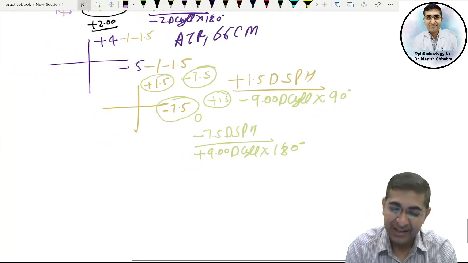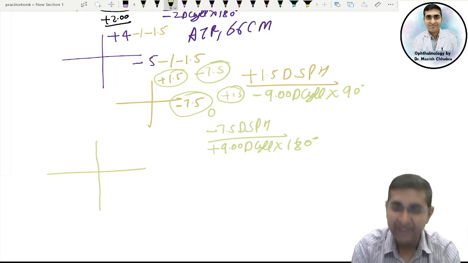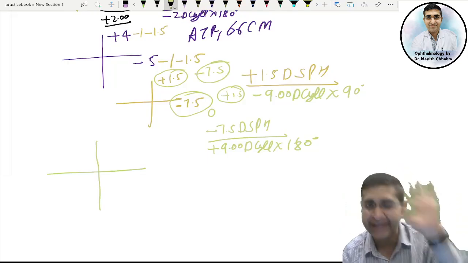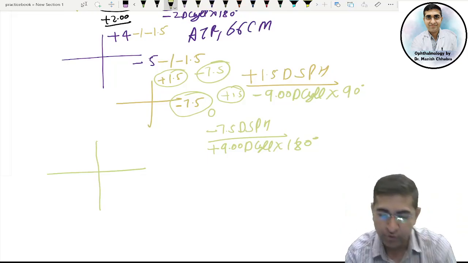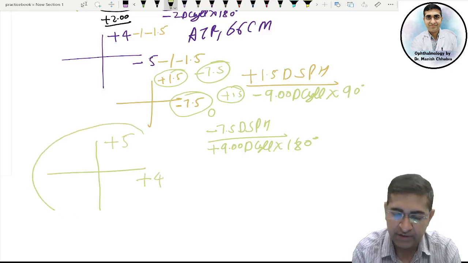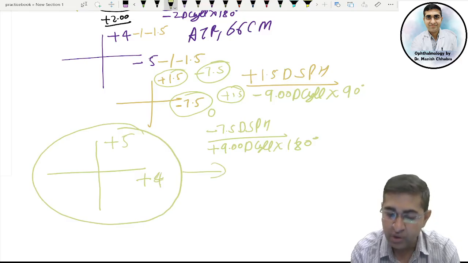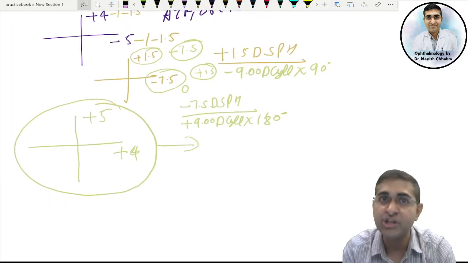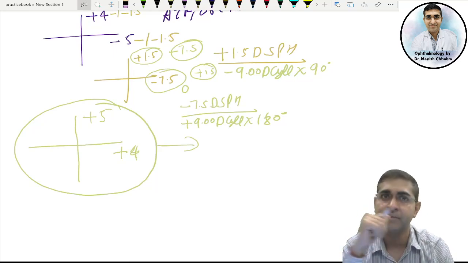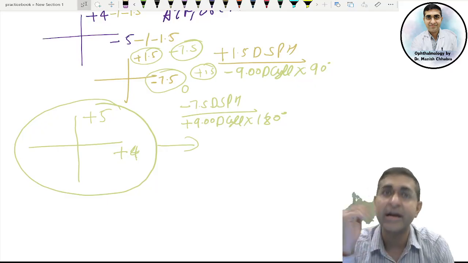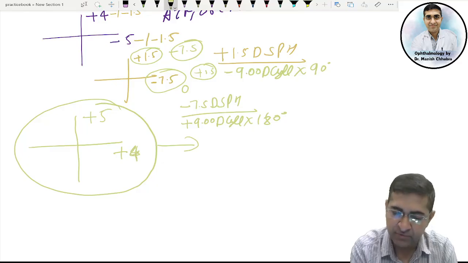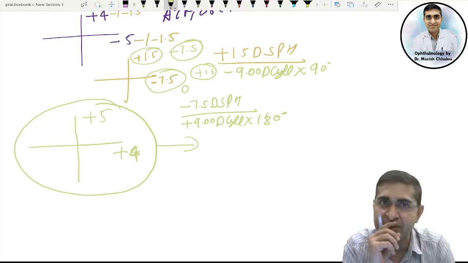Now, can I increase the difficulty level a little bit? Let's suppose after doing everything, after applying the correction, your final power which you have to give comes out to be plus 5 and plus 4. So this is given to you. And they have asked you which form of astigmatism is this. So what is astigmatism? When there is different power at two axes. Yes, astigmatism. So here it is plus 4, here it is plus 5. So astigmatism is definitely there.